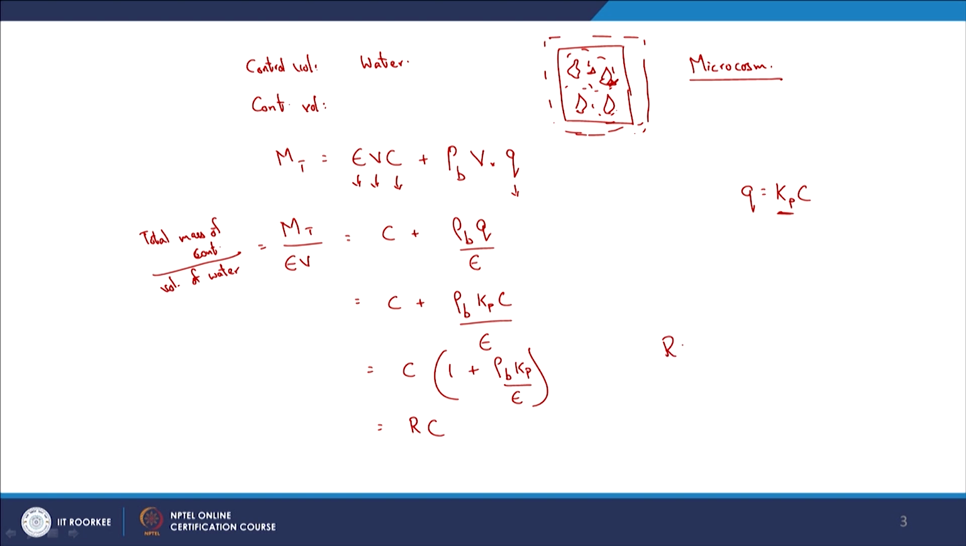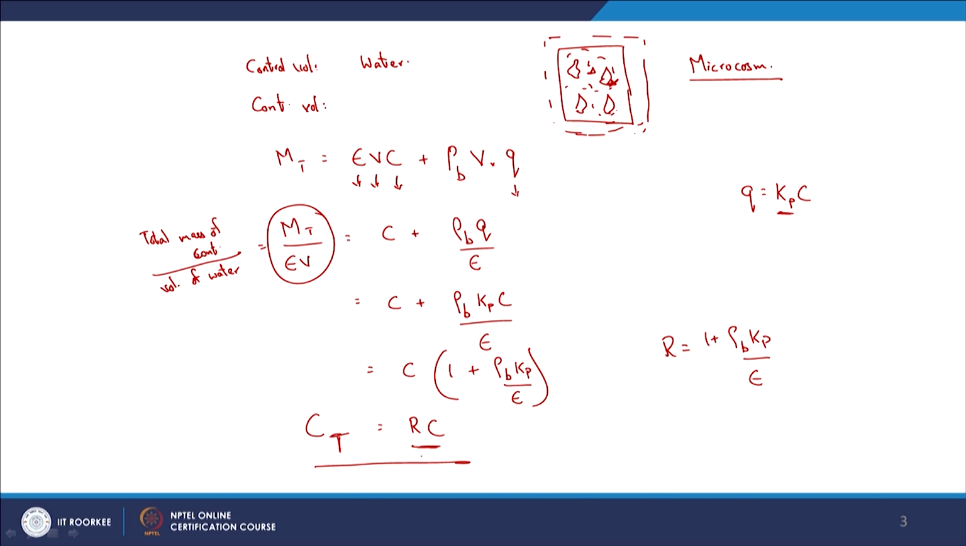So, the retardation factor, if this rings a bell from the previous classes, R equals 1 plus rho B Kp by epsilon, right. So, this is RC, and if I call this particular set of terms total mass by volume of water, I will represent that by C total, right. So, what do I have? I know that C total is equal to RC, right.